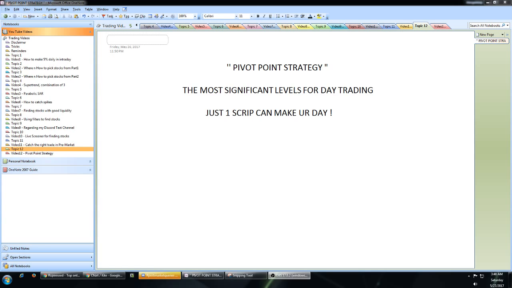Having that said, let me give you a brief about the pivot points. Pivot points are calculated based on the high, low and close of the previous trading session. Once the day is over, we need to forget the pivot point for that particular day. We cannot make decisions for the next trading day depending on today's pivot point.